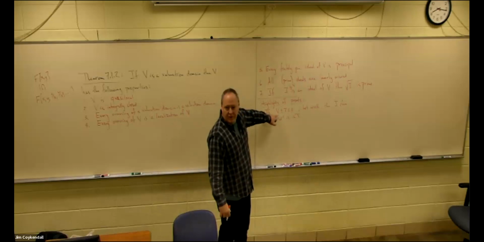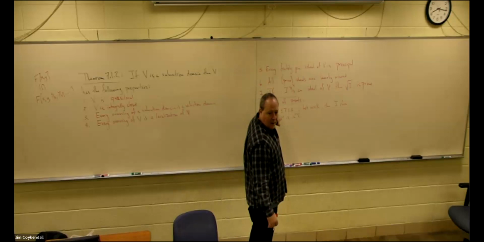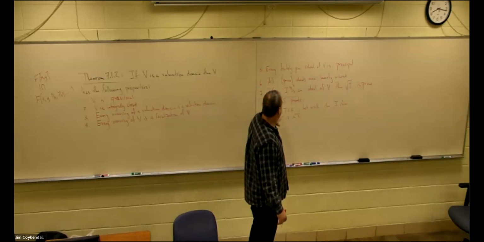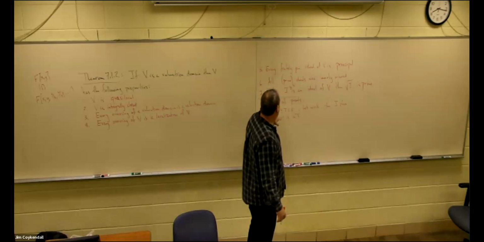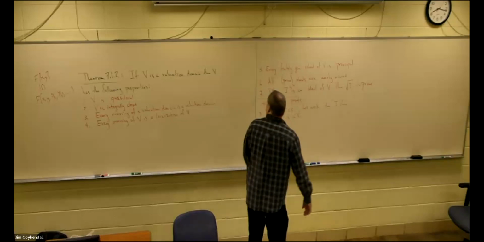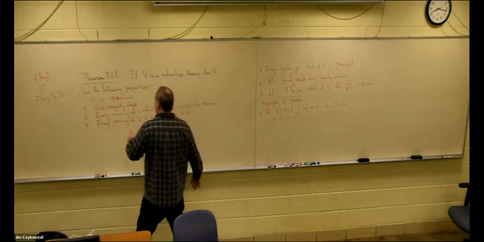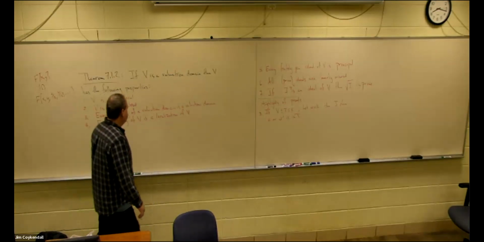Well, that's true of V, so it must be true of T, because either omega or omega inverse is in V. If omega is in V, then it's in T and you're done. And if omega is not in V, then omega inverse is in V, in which case it's in T, right? So from that perspective, this is pretty easy to see, right?